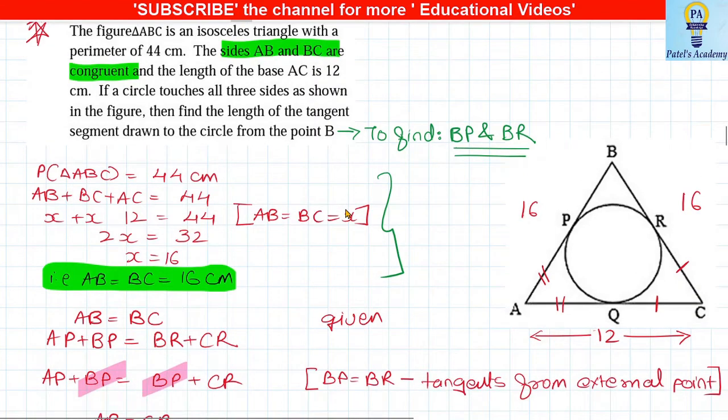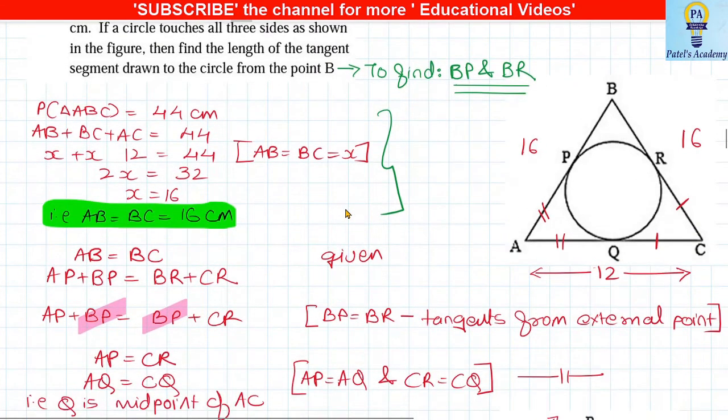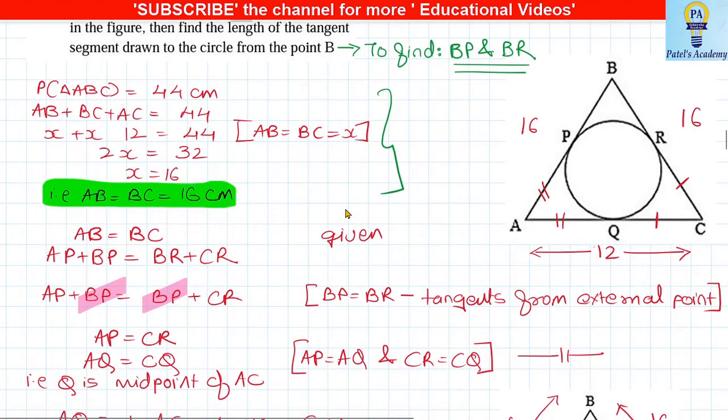They have given in the figure AB is equal to BC. Okay, I'm talking about this step, students. I'll just put an arrow. You can see the left hand side of the screen. AB equal to BC. Now from the figure, what is AB? AB is nothing but AP plus BP, and BC is nothing but BR plus CR.